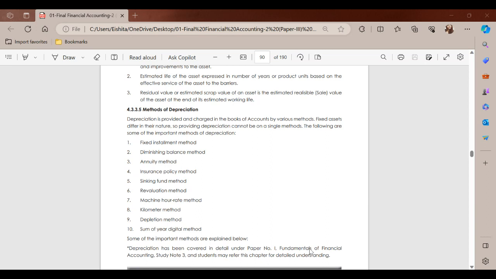Some of the methods are explained as below. Depreciation has been covered in detail under paper number 1. You will find some questions given to you in paper number 1. Paper number 2 also has depreciation, but there the questions are more practical in nature. Fundamentals of accounting, study number 3, and students may refer to this chapter for detailed understanding.